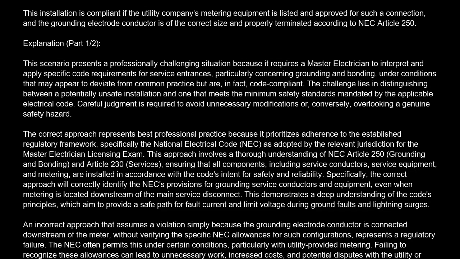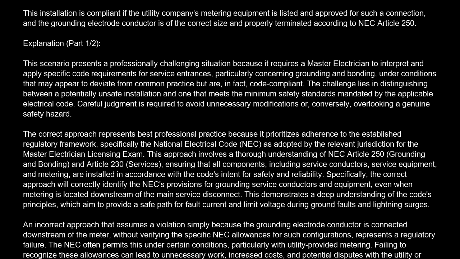The correct answer is A. This installation is compliant if the utility company's metering equipment is listed and approved for such a connection, and the grounding electrode conductor is of the correct size and properly terminated according to NEC Article 250.